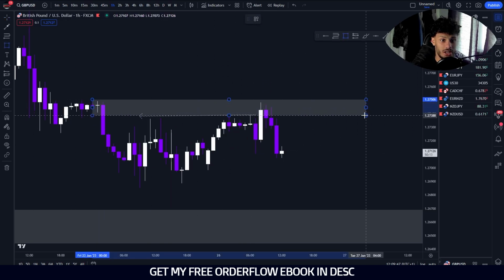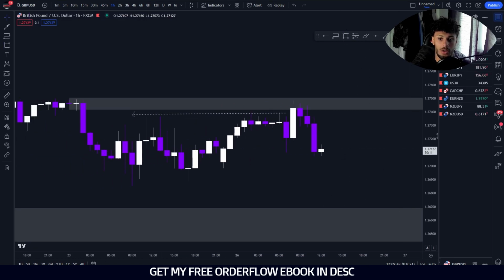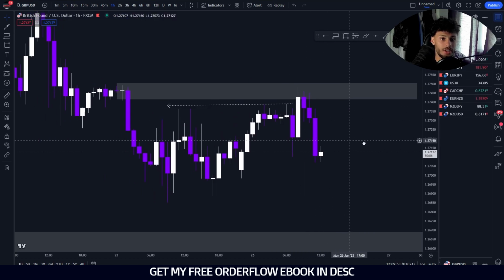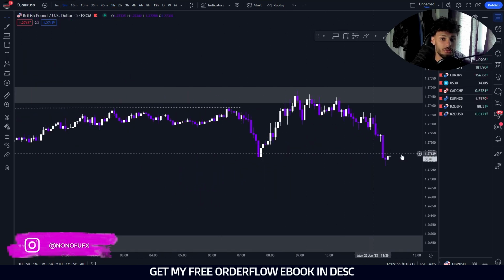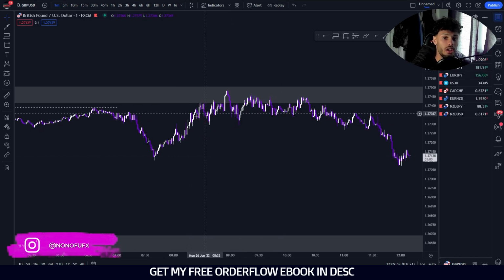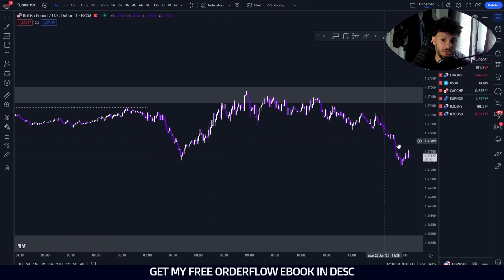So this was the area I was looking at, and I had a limit set right here. I was waiting for price to tap into here. As we tapped straight into my area of supply, what did I want to do? I wanted to go down to the lower time frame, such as the 1 minute time frame, and wait for a simple break and retest trade.